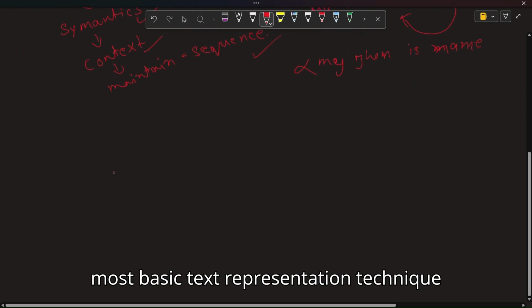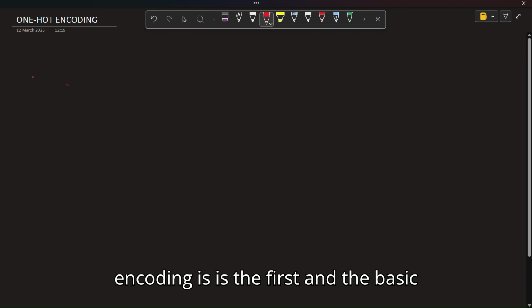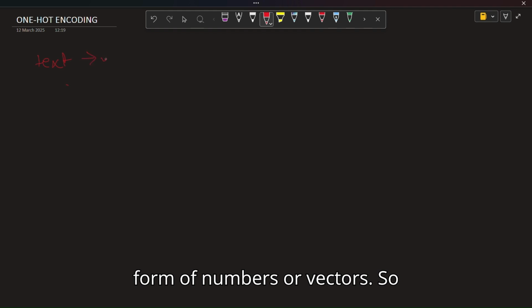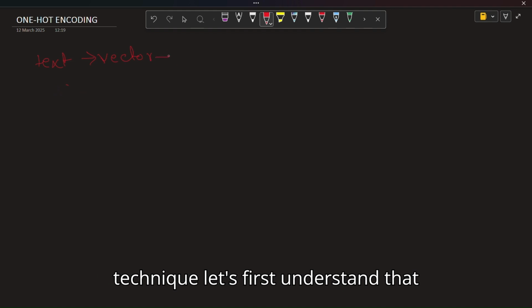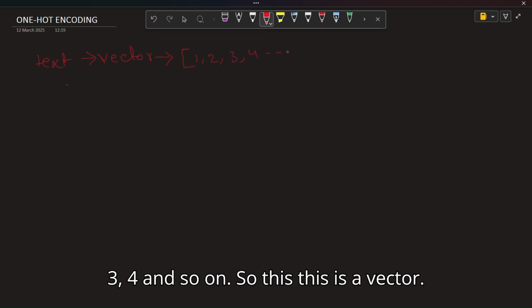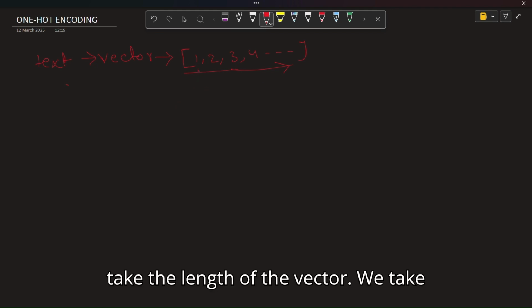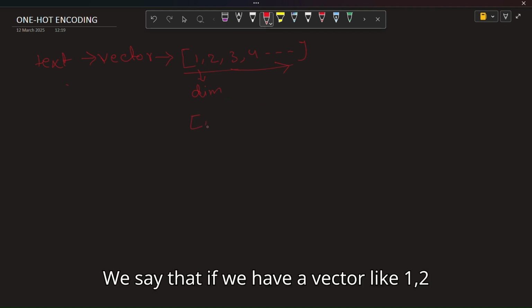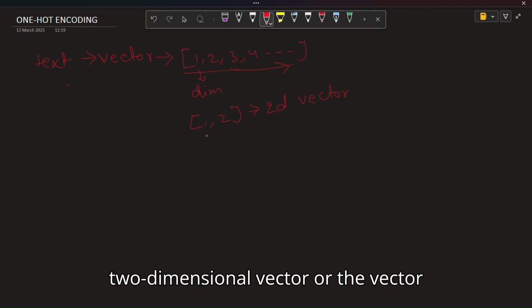Now let's start with the most basic text representation technique, one-hot encoding. One-hot encoding is the first and most basic technique of representing text in the form of numbers or vectors. Before diving into this technique, let's first understand what vectors are. Vectors are nothing but arrays of numbers like 1, 2, 3, 4, and so on. In natural language processing, we take the length of this array as a dimension. If we have a vector like 1, 2, we say this is a 2D, two-dimensional vector representation of text.